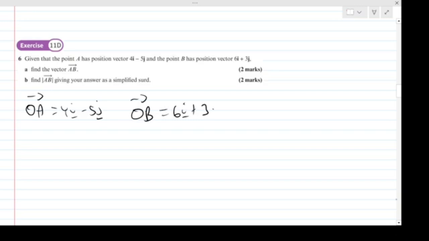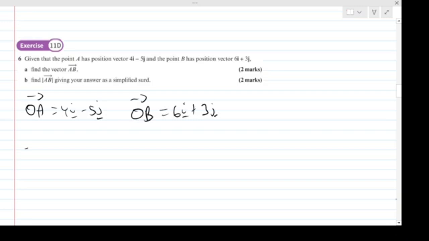Now we've got some exercises. We're given the point A with position vector 4i minus 5j. So that means the vector OA, from the origin to A, is 4i minus 5j. And the point B has position vector 6i plus 3j. So OB, the position vector of B, from O to B, is 6i add 3j.